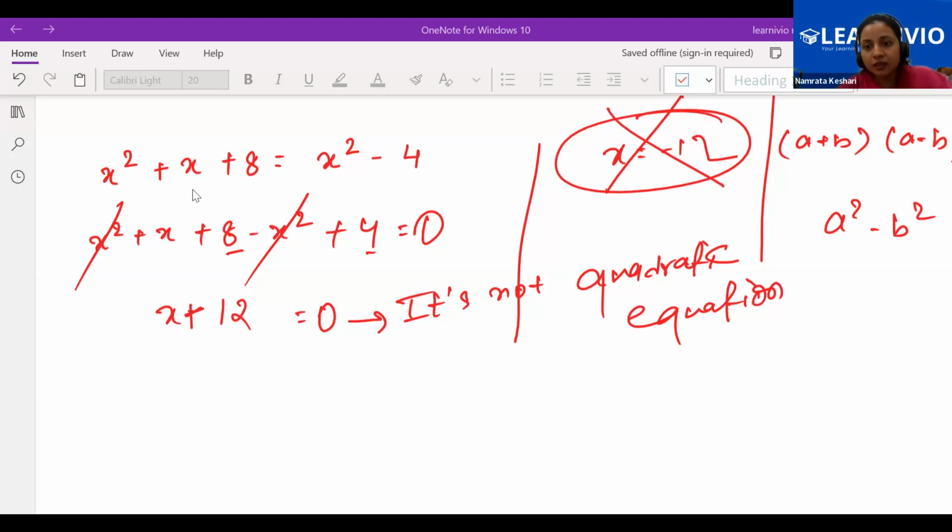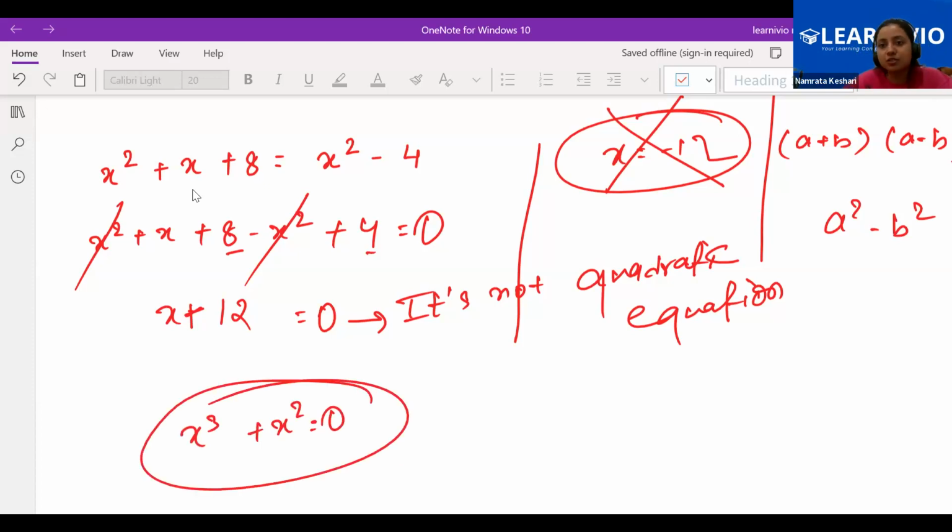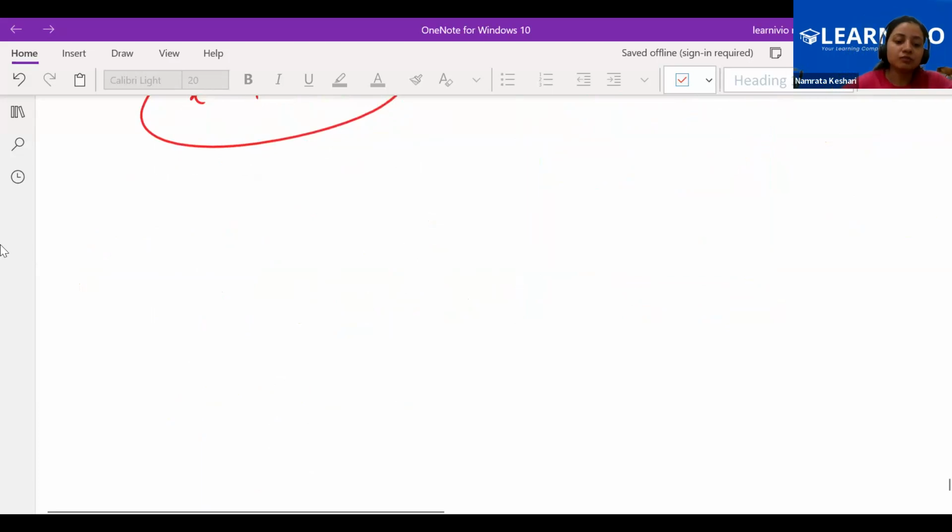Suppose I am writing x cube is also there and x square is also there. Now the question is, is it a quadratic equation? No, ma'am, it's not. Okay. So we just have to check whether the given equation is quadratic or not.